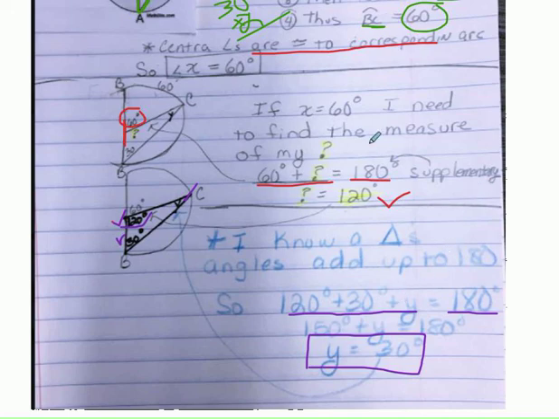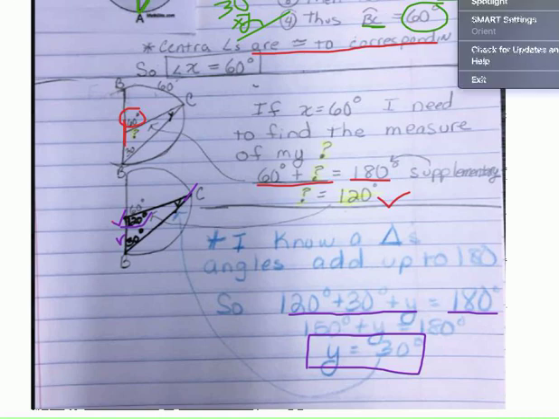So you're applying all this knowledge you've learned and what you've just learned in these formulas, and you're finding the missing values. Hope this was helpful.